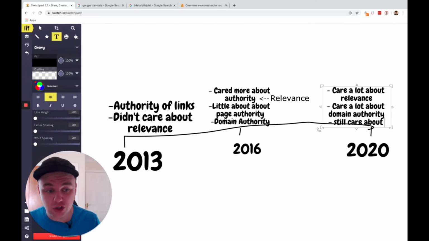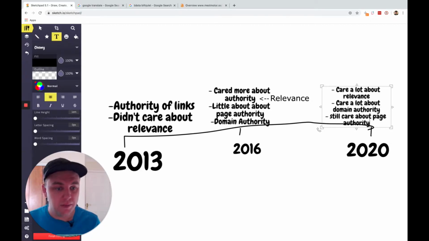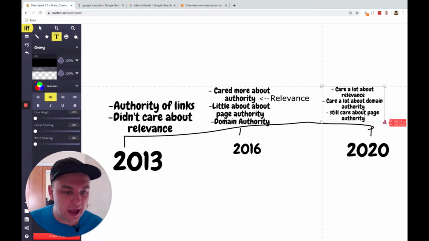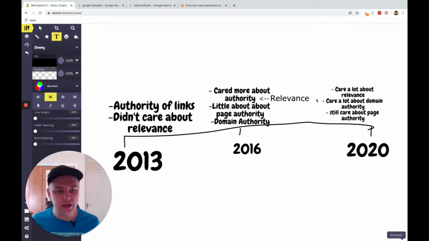Okay, so page authority is still very important, okay? But they care less about that as compared to other things, right? As with 2013, it was just all about page authority, direct link juice, okay? So this is like the US SERP. This is like the last 7 years of the US SERPs, okay? Or UK SERPs, very similar.